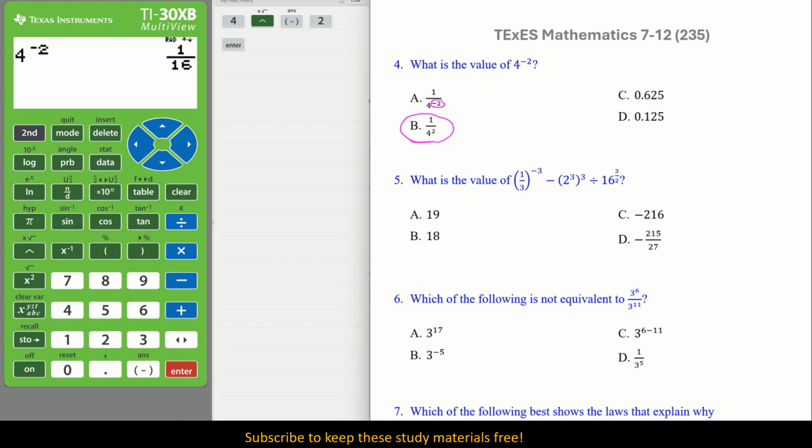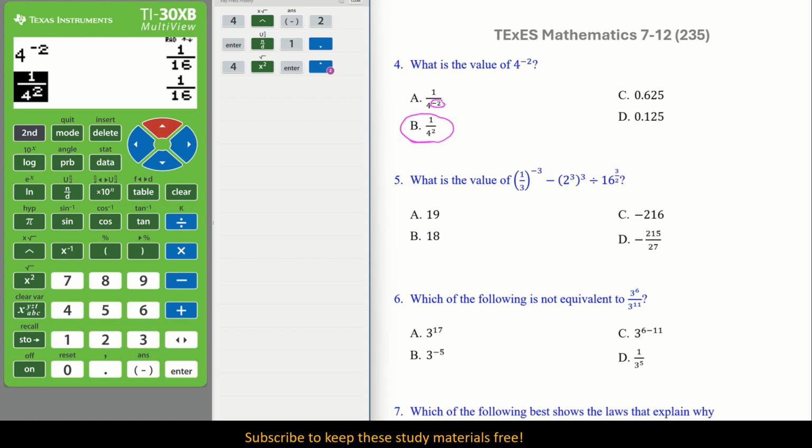But let's put option A in the calculator. So there's our fraction, there's 1, arrow down, 4 squared, push enter. Well, that's going to be option B. But now I said we're going to do option A and I didn't. So let's arrow up and push enter.